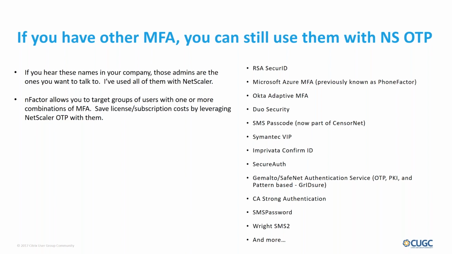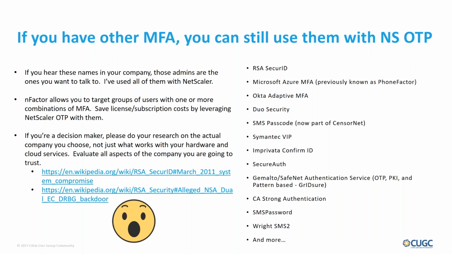The thing is, with nFactor, you have the ability to target groups of users with one or more combinations of MFA. So if, for example, you recognize one of these names in an email as being used by a group of users, and that particular admin actually wants to deploy it company-wide but can't because of license or subscription costs, you can actually use NetScaler OTP for the majority of your environment and still use this with a combination of other solutions that you may already have.